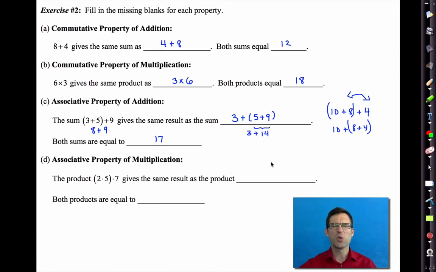Associativity, that makes me sound smart, also works with multiplication. In other words, if I'm multiplying 3 things together, 2 times 5 first, then times 7, that's going to give me the same thing as if I do 2 times 5 times 7. Let's look at that for a second. 2 times 5 is 10. Then if I multiply by 7, I get 70. On the other hand, if I do 5 times 7 first, I get 35. Now I know that's a little bit harder, but 2 times 35 is also 70.